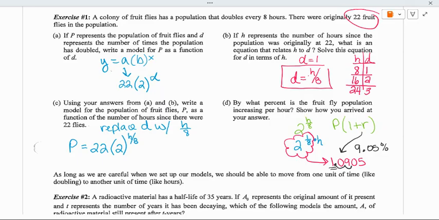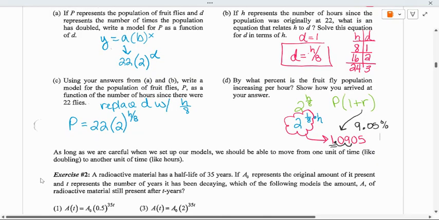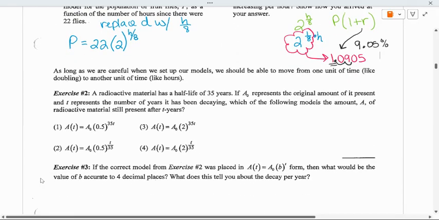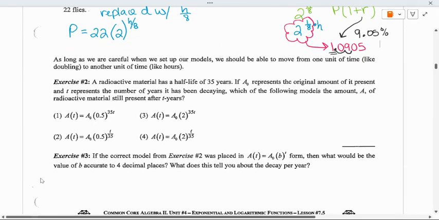Do you guys remember A? Yesterday we did A equals the principal times 1 plus your rate to the power of whatever, t. Well, we're trying to find out what that growth percent is. We'll just keep practicing. So let's look at this next one. As long as we're careful when we set up our models, what we're really focusing on is paying attention to the unit of time.